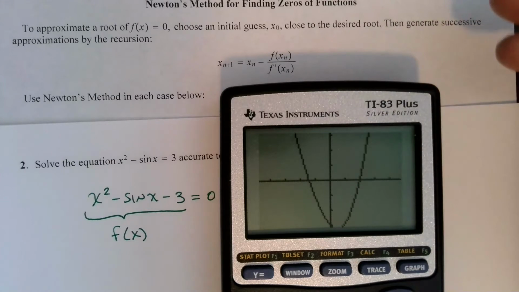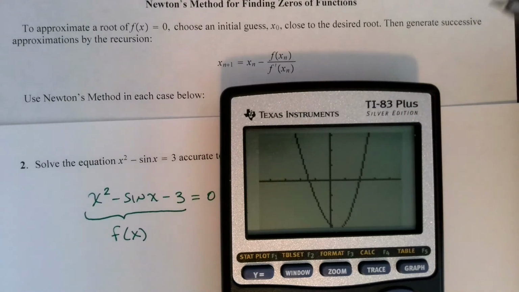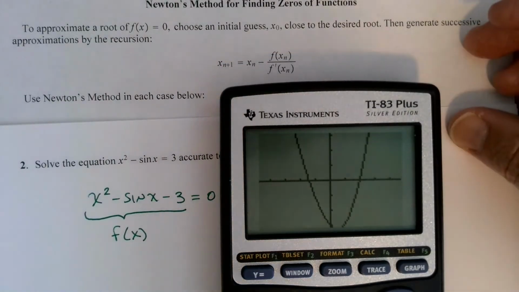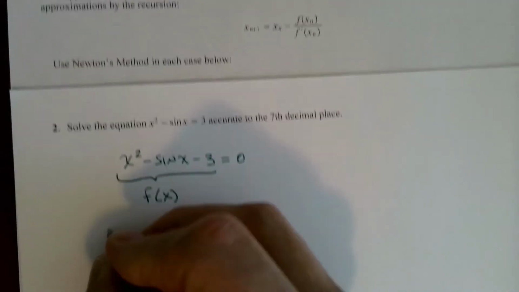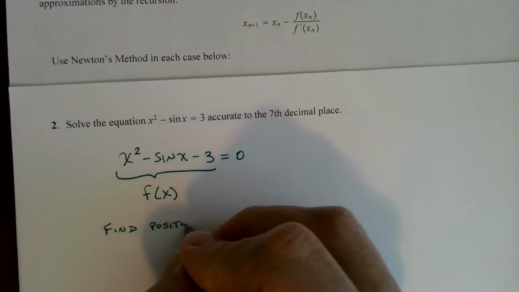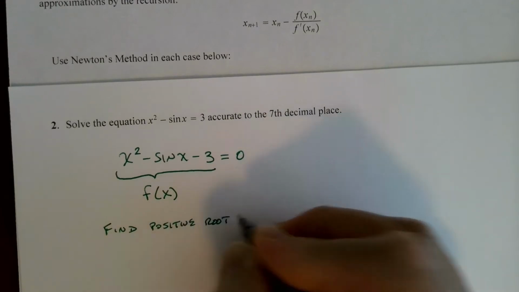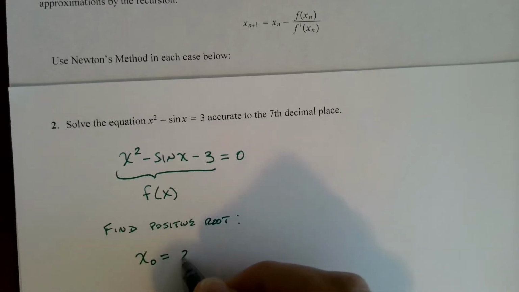A lot of times the problems you're asked to do give you an initial guess to start with. If not, again, looking at the graph of the function and choosing something close to the root you're looking for is the way to go. Okay, so that's what we're going to do. We're going to find the positive root, and so my initial guess is going to be 2, as I said.